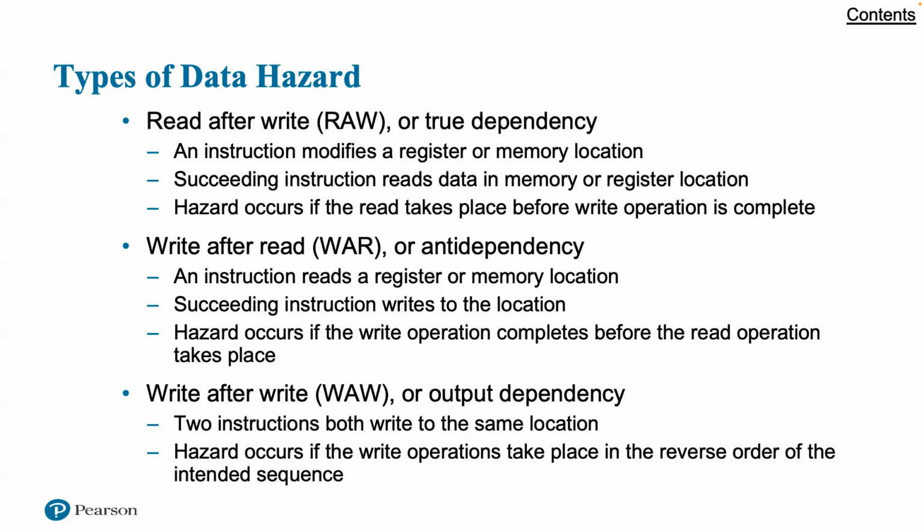Write after write, or WAW, or output dependency: the two instructions both write to the same location. A hazard occurs if the write operations take place in the reverse order of the intended sequence. The example of figure 16.16 is a RAW hazard. The other two hazards are best discussed in the context of superscalar organization, which will be discussed in chapter 18.